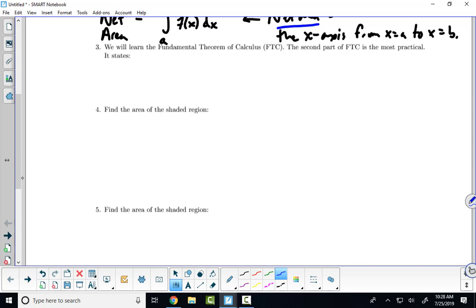And there's two parts to it. The first part does the heavy lifting, and then the second part is the elegant result that allows us to do a lot of computations very easily. So the second part of the fundamental theorem of calculus states that the definite integral can be evaluated this way.